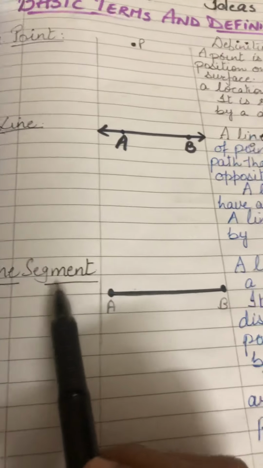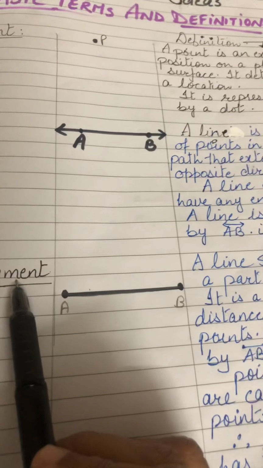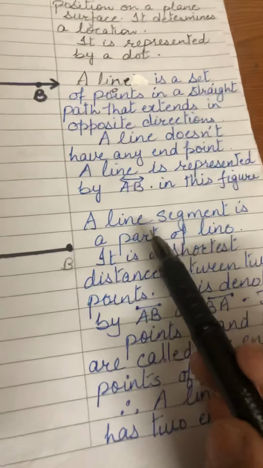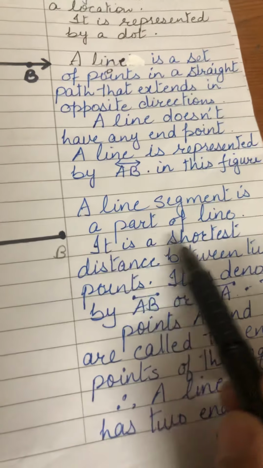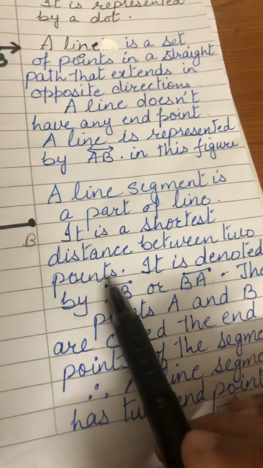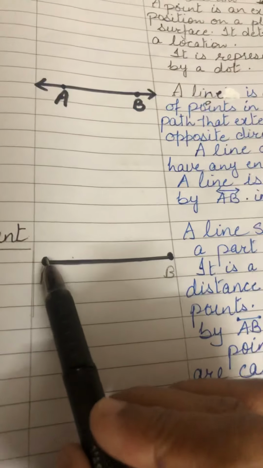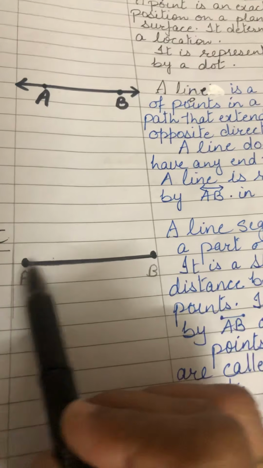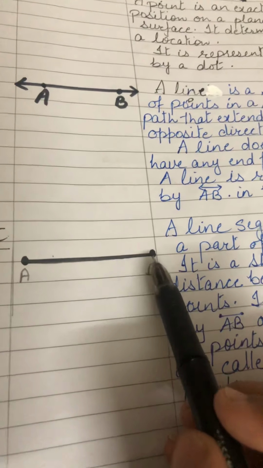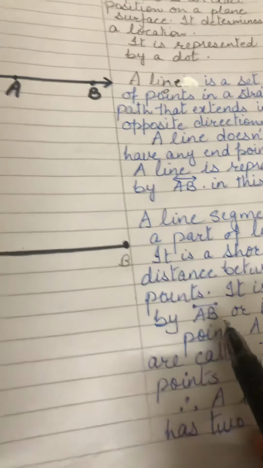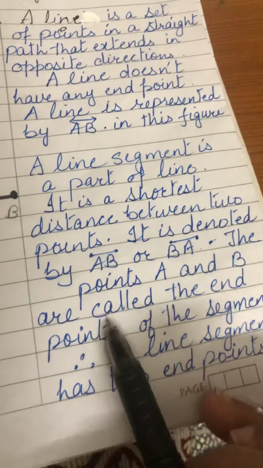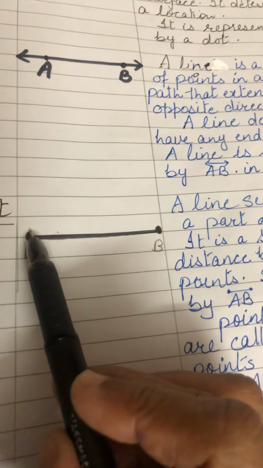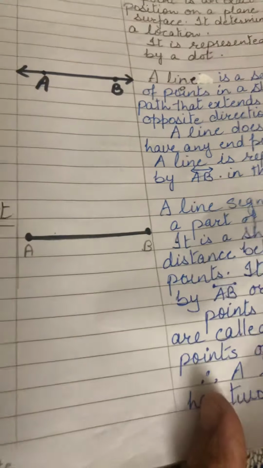Next comes line segment. What is a line segment? A line segment is a part of a line. But how will we define this? It is the shortest distance between two points. So a line segment has a definite length. It has two endpoints, A and B. Points A and B are called the endpoints of the segment. Therefore, a line segment has two endpoints.